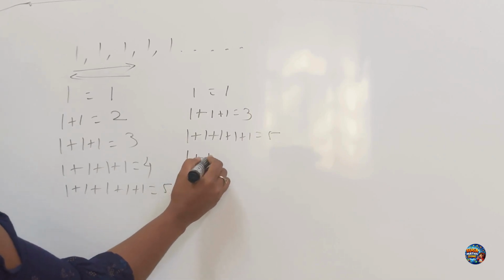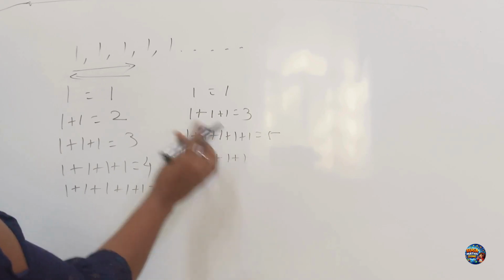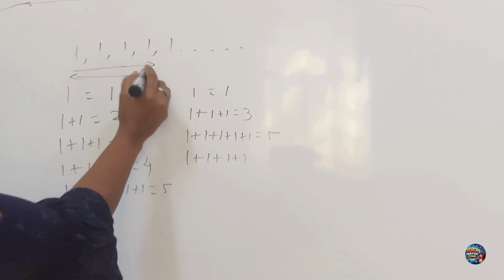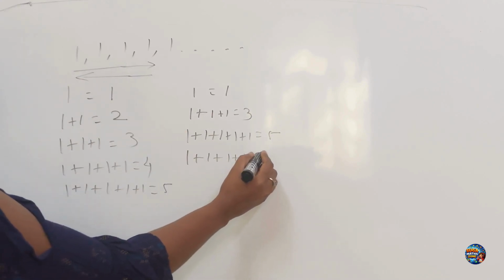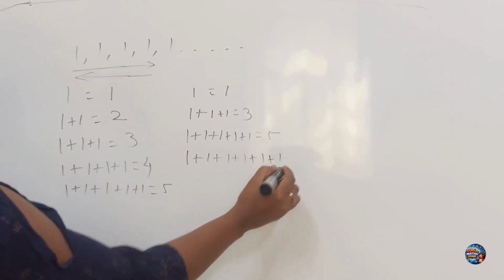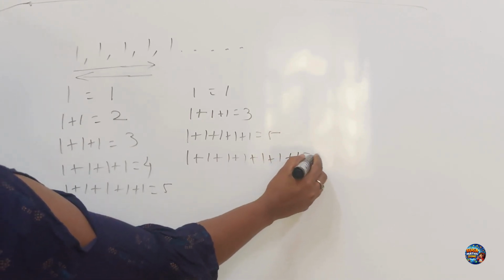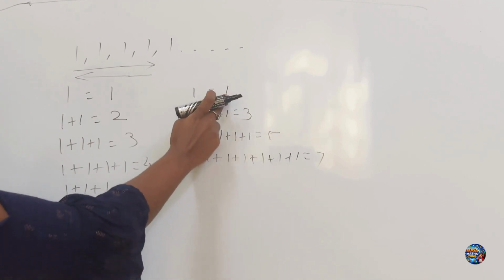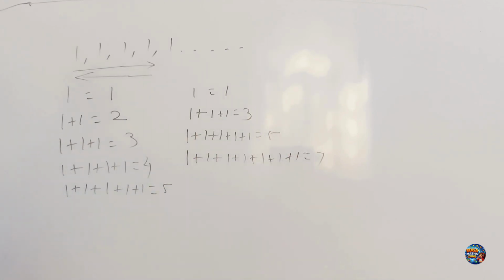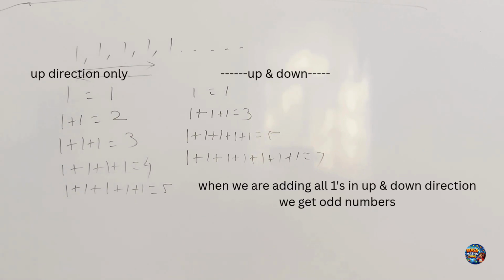Then again 1 plus 1 plus 1 plus 1, 4 ones. Then again down direction, 3 ones. So I am getting this 7. So you can see that these are the odd numbers, 1, 3, 5, 7. So you can write the answer to the second part of the question: when we are adding the all ones sequence up and down, we get the odd numbers.